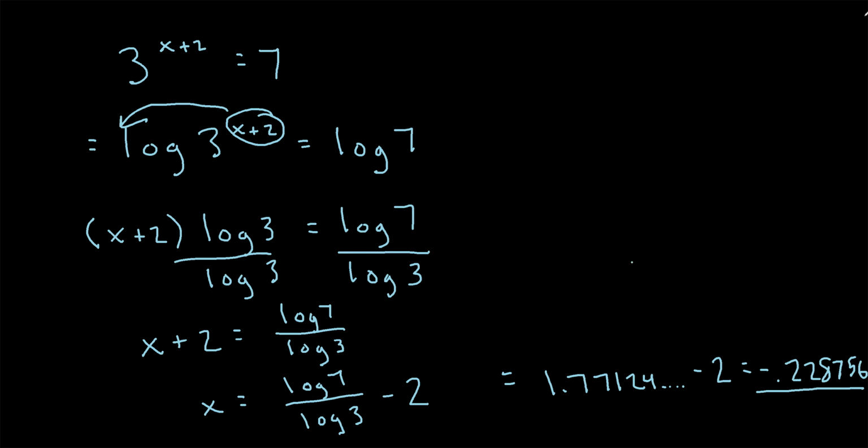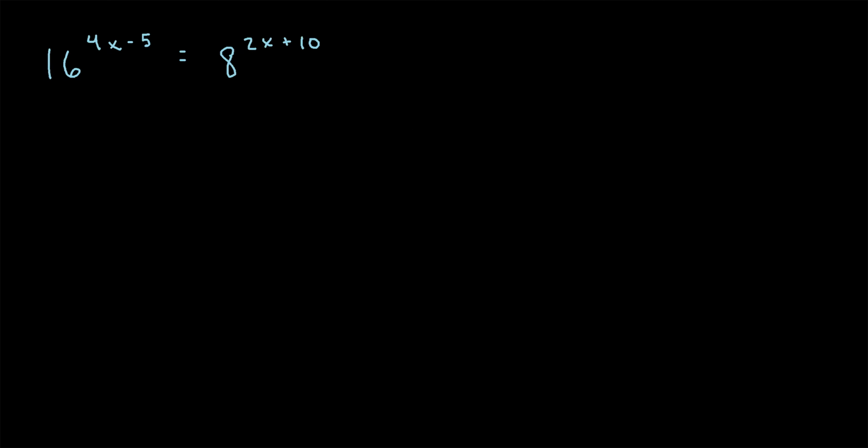And once again, we can verify that that's correct by plugging it into the x of our original equation. So if we did 3 to the power of negative 0.228756 plus 2, we would get something like 6.9999. So something very close to 7 to verify that we got the correct answer. All right, let's try one more example.